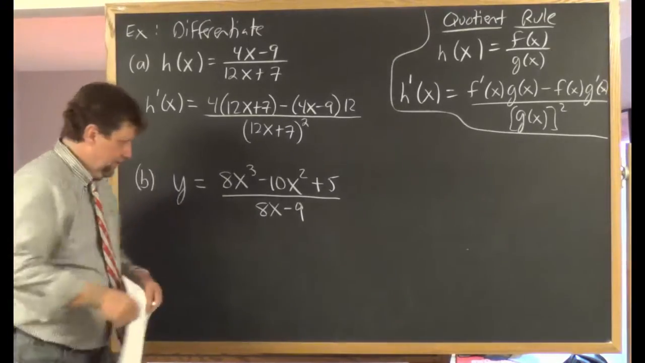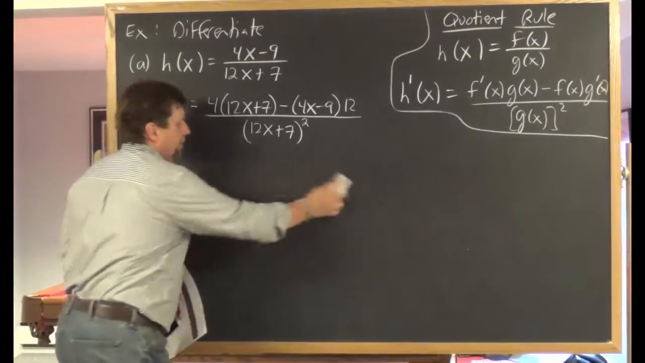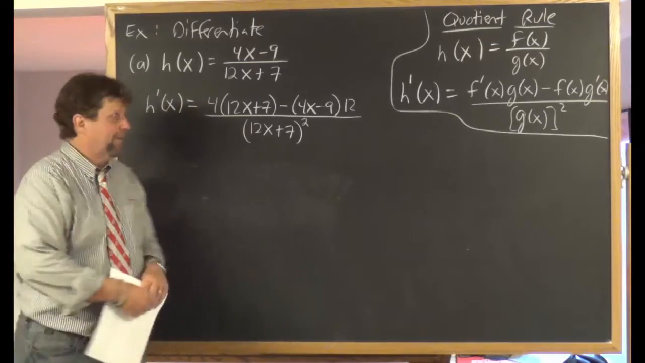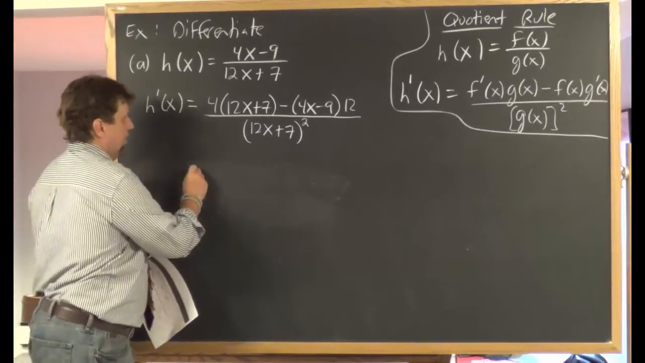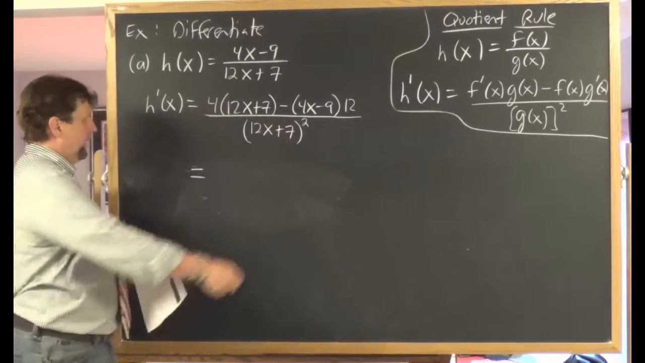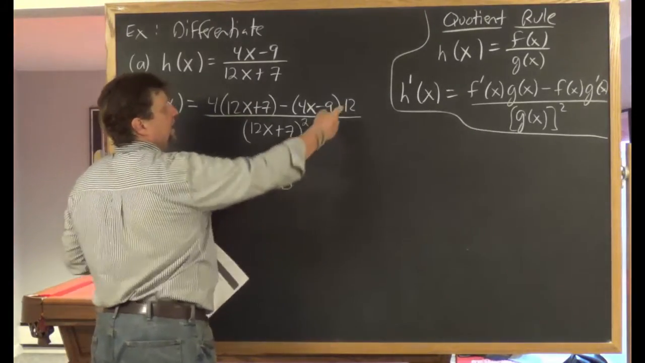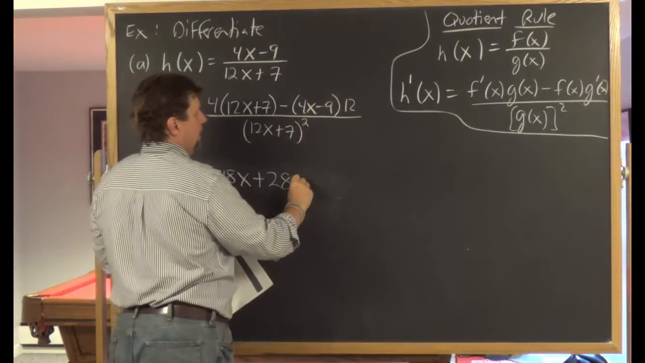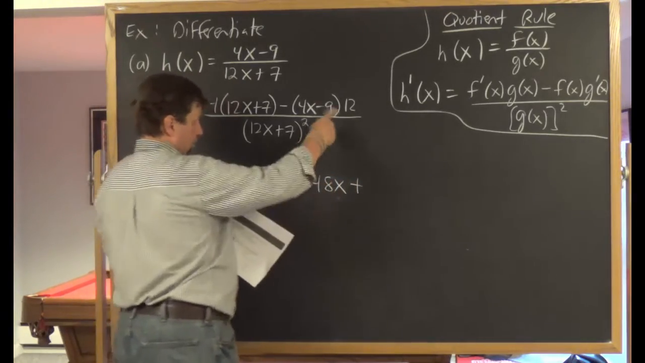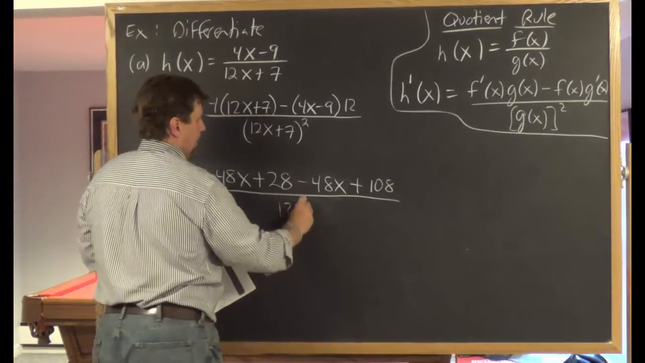That's it. And hey, you know what? Let me erase part B here. We didn't do it with product rule ones, but what the heck, let's do it here with the quotient rule. Let's simplify this a little bit. It doesn't take too much to simplify this. If you distribute the 4 up here, that gives you a 48x plus a 28. You distribute this 12, you'd have a minus 48x plus 108. And then all of that's over the denominator squared.